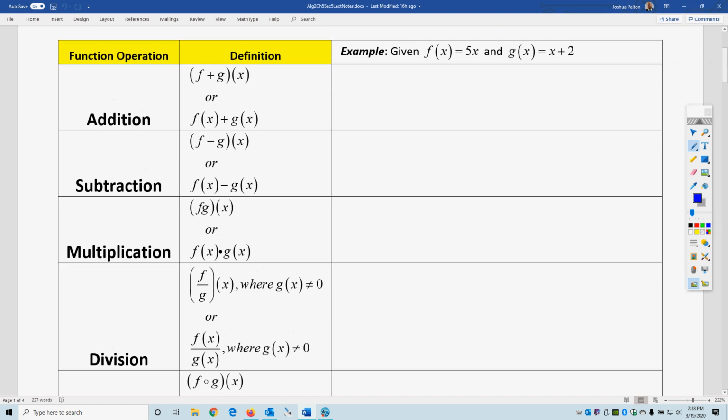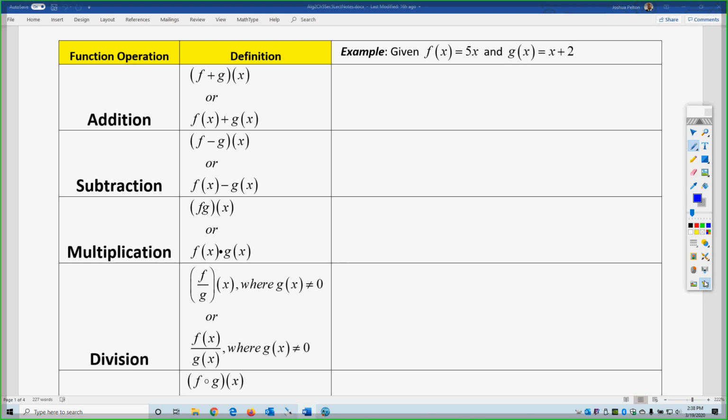Okay, so for the addition, we have f plus g of x, so we have f of x plus g of x, and it's all of f and all of g being added together, so you need to use parentheses around those. So if I distribute the 1 that's in front of each of these, that gives me 5x plus 1x plus 2, which gives us a final answer of f plus g of x equals 6x plus 2.